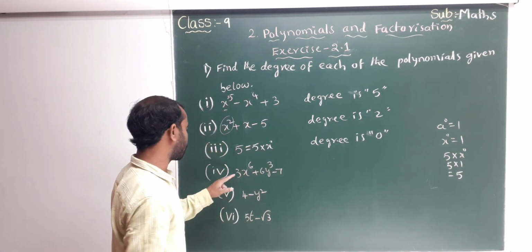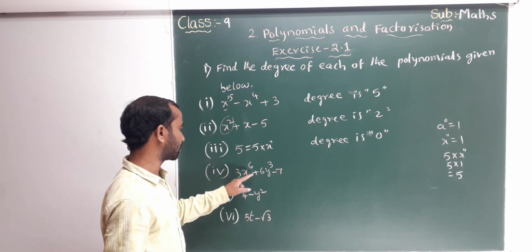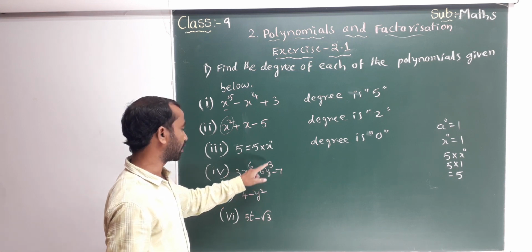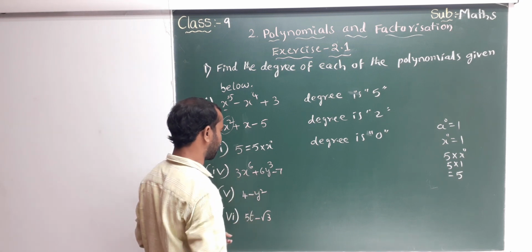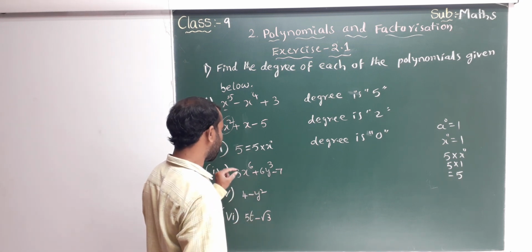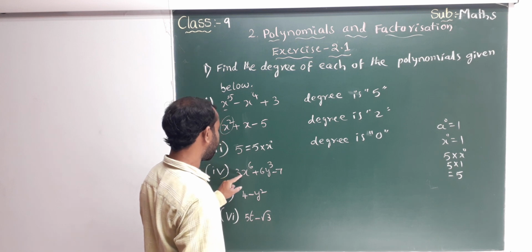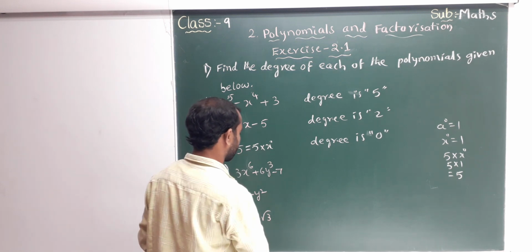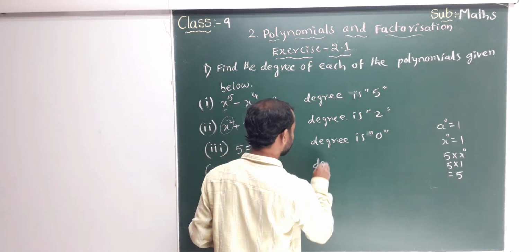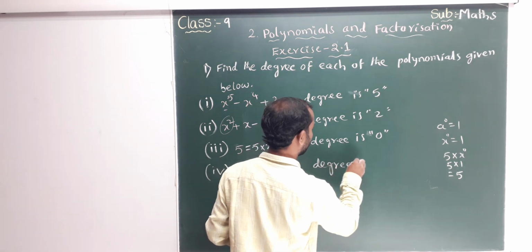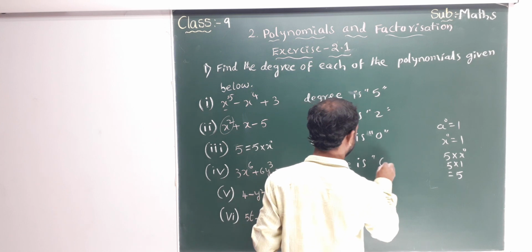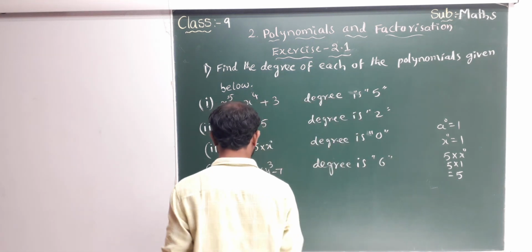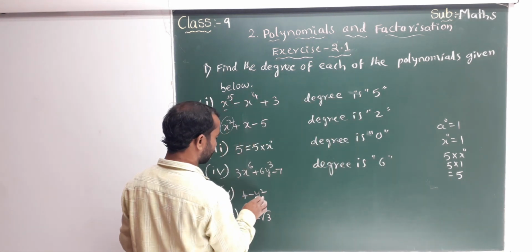Next, x to the power of 3 into x to the power of 6 plus 6 into y cube minus 7. Here two variables are there, so we take the highest power, which is 6. So the degree of the given polynomial is 6. Next, fifth problem: 4 minus y square.